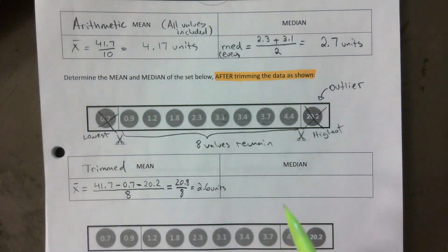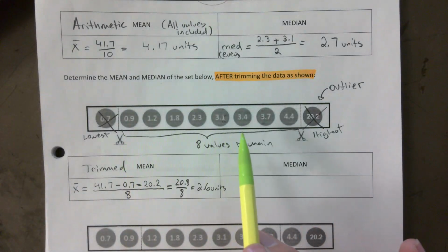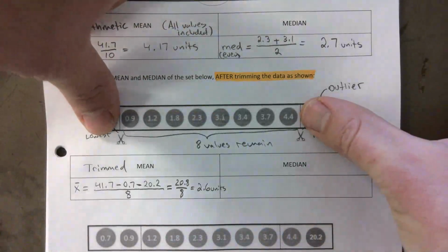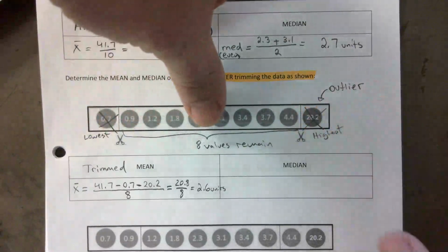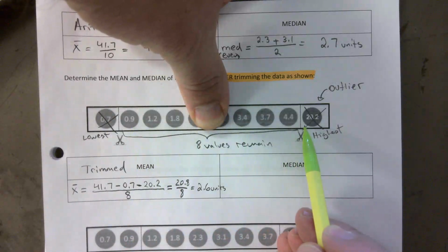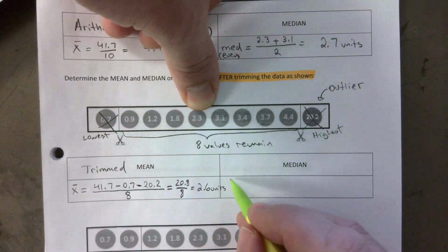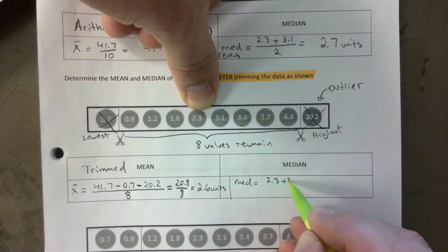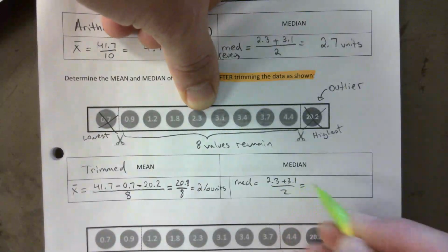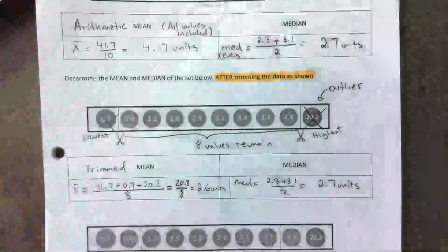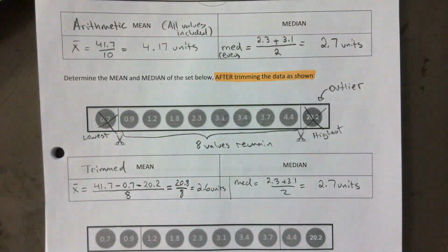And then the median. What's my median here? It is the same thing. Because obviously you now are not considering the outside, but it's still these two, because you got 3 below, 3 above. So it's still the same. Median is 2.3 plus 3.1 divided by 2. It's still 2.7 units. No change there.